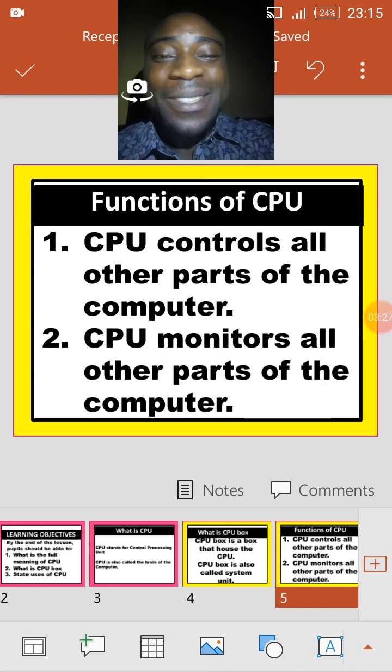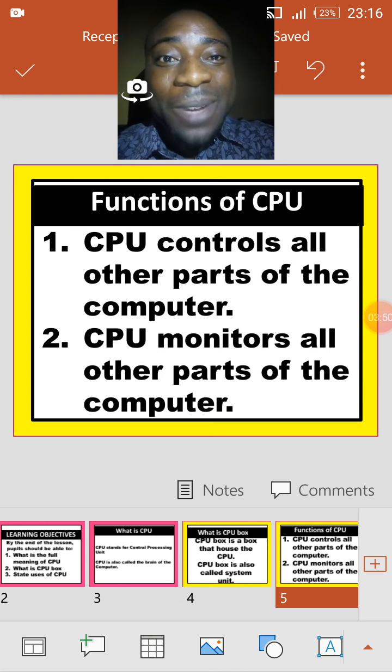Alright friends, since we know what CPU is and CPU box, let's look at the functions of CPU. CPU controls all other parts of the computer. Remember friends, I said if I raise my hand up, I use my brain to do that. If I move my leg, I use my brain to do that. That is the same way when you are using keyboard or mouse or speaker on the computer. The part that is the brain of the computer that does that is called the CPU. It controls all other parts of the computer.